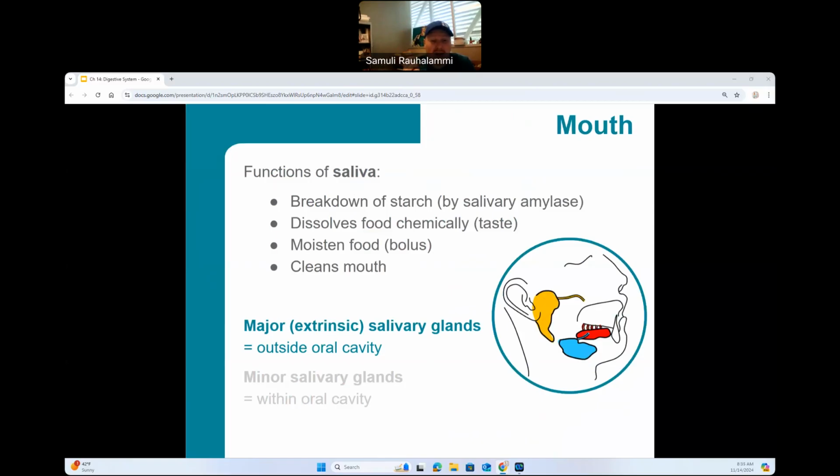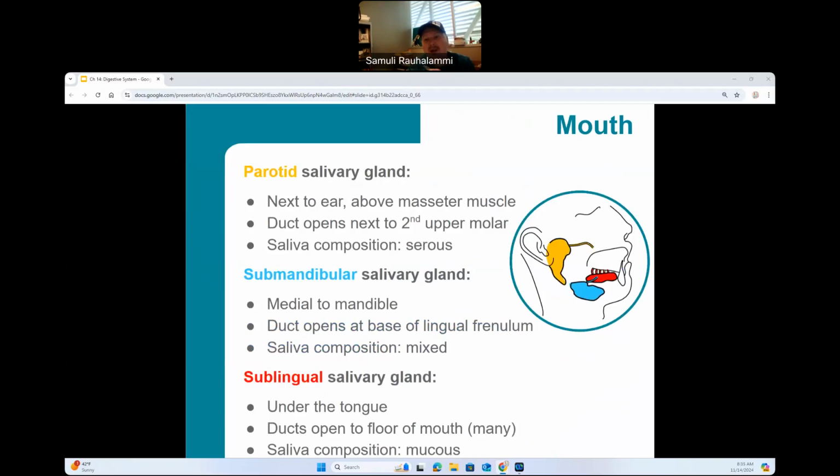We will focus in this course on the major extrinsic salivary glands. So let's have a look through those. I wanted to start with the parotid salivary gland. The parotid salivary gland is located here next to the ear on top of the masseter muscle, which you might remember from the past. And the duct from the parotid salivary gland opens next to the second upper molar.